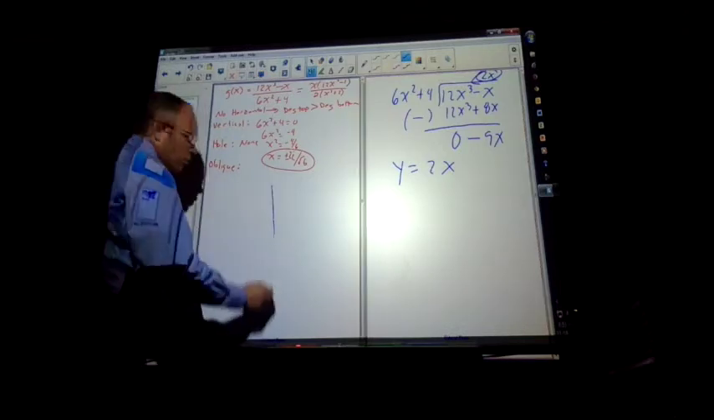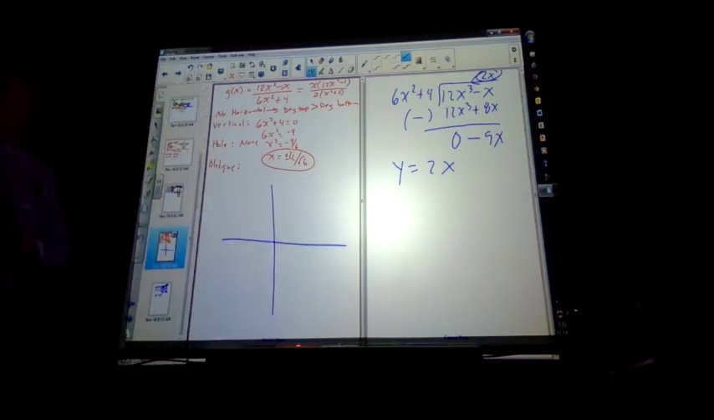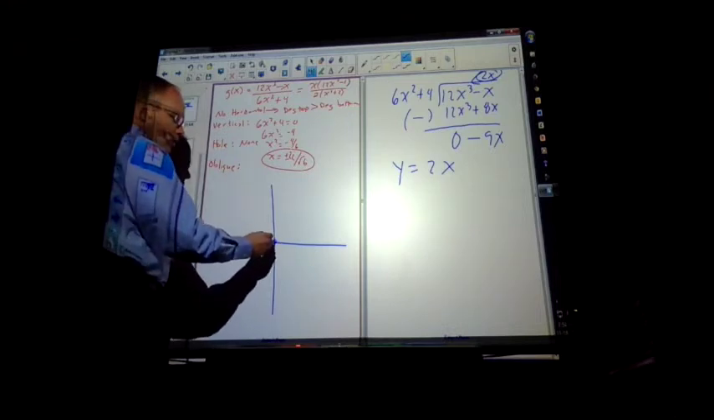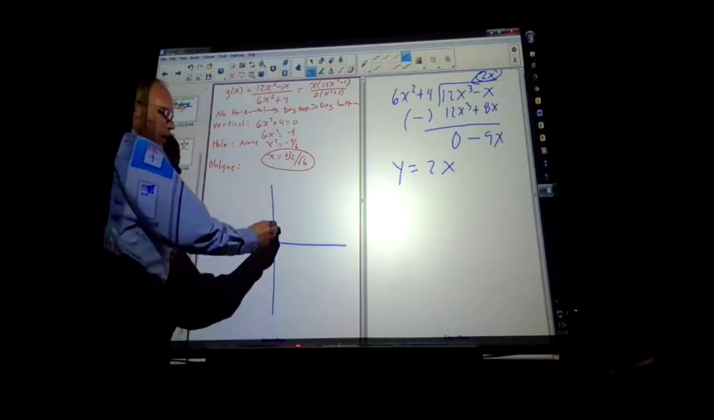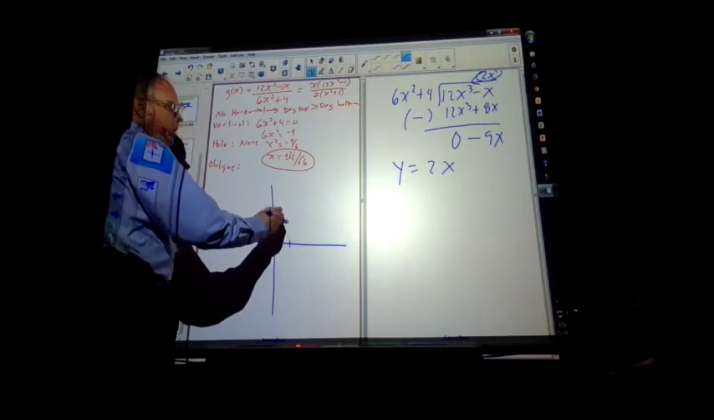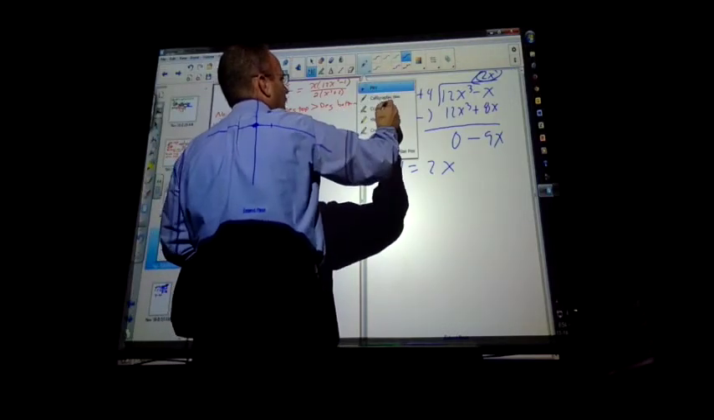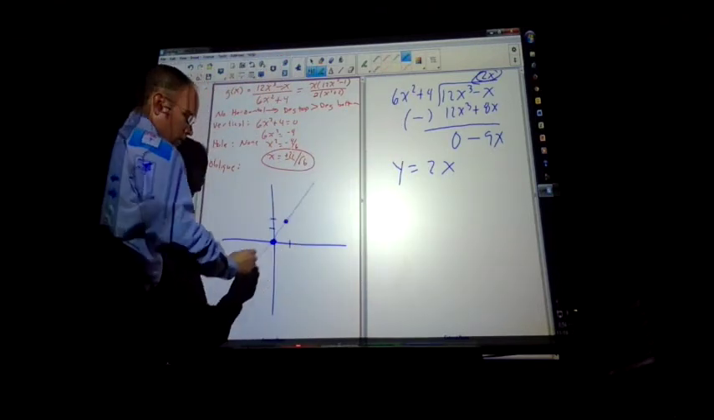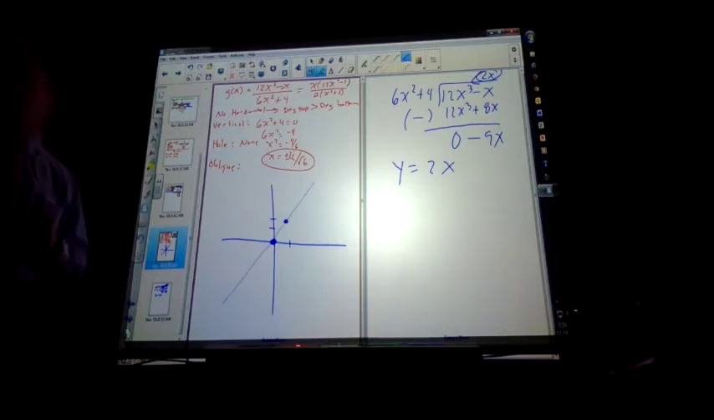So what does y equals 2x look like? Algebra 1, first semester. What kind of line? Straight. Where's the y-intercept? 0, 0. What's the slope? 2. Up 2, right 1. So this is going to be my end behavior asymptote right here. At the ends of this, our graph's going to follow it.